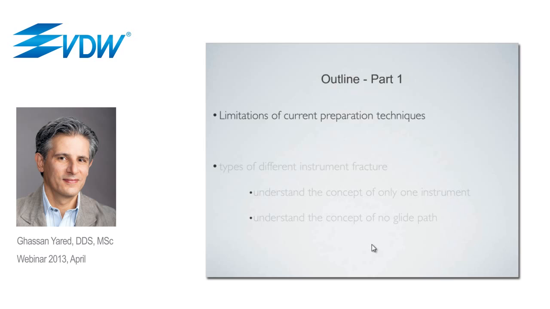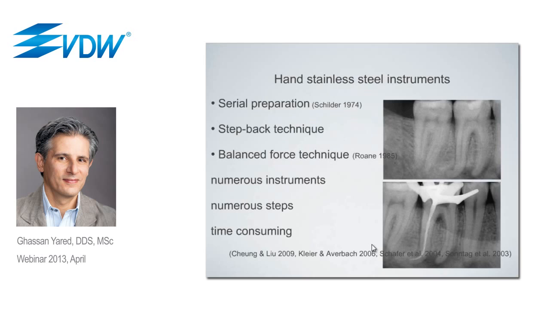I need to start with the limitations of the current preparation techniques because I want to have a flow in this presentation, which is very important to understand the rationale of single file reciprocation without a glide path.